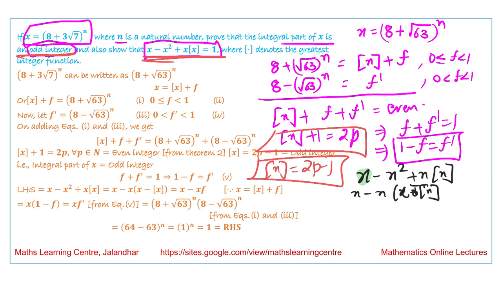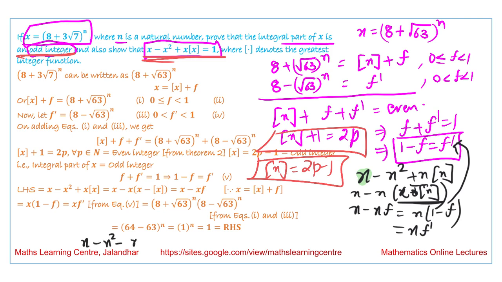So this x minus greatest integer of x means we are talking about the fractional part, so it is x minus x into f, and we can write it as x into 1 minus f. The value of 1 minus f we have as f dash, so it is equal to x into f dash. So what we obtain from this is that the value of x minus x square minus x into greatest integer of x is equal to x into f dash.